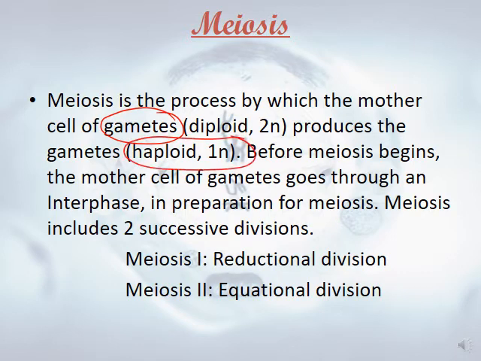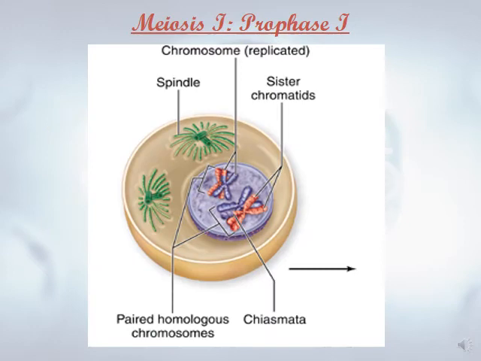So before meiosis begins, the mother cell of gametes goes through an interphase in preparation for meiosis. Meiosis includes two divisions. We have Meiosis I and Meiosis II. Meiosis I is called reductional division, and we will see why it's called reductional. And Meiosis II is called equational division, and also we will see why it's called equational.